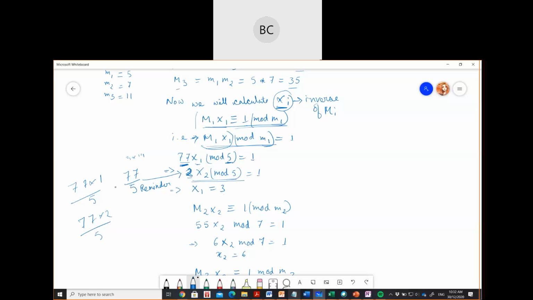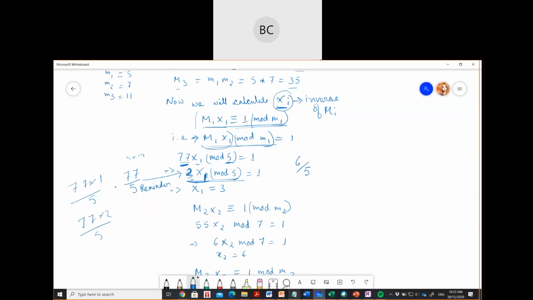Then you have to find the value of x1. Sorry, this is x1. x1 such that if you divide that whole thing, this multiple of 2 times x1 by 5, remainder will be 1. Okay, so for this 2 times x1, if I put 3, 3 into 2 is 6. Now 6 divided by 5, okay, so remainder is 1. So x1 is 3, right? 3 into 2 is 6, 6 divided by 5, and remainder is 1. Okay, so same thing is here as well.